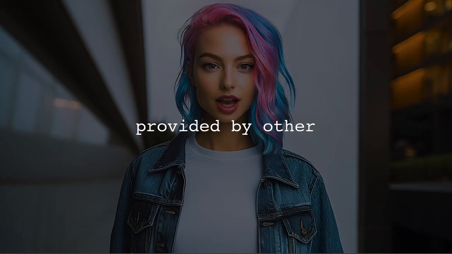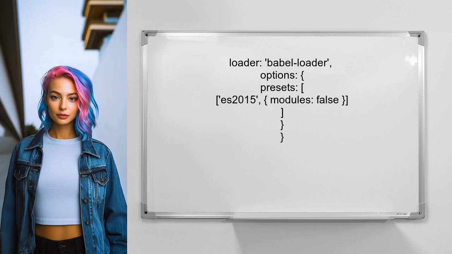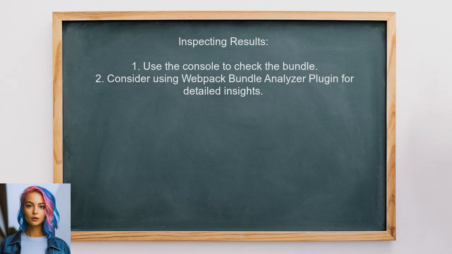Now, let's look at the answers provided by other users. One alternative solution is to upgrade Webpack to version 2 or newer. This version supports tree shaking, which helps eliminate unused exports. To make this work, you need to configure Babel to avoid transpiling ES6 modules into CommonJS format. With this configuration, tree shaking should work effectively. You can inspect the results using the console or the Webpack Bundle Analyzer plugin.